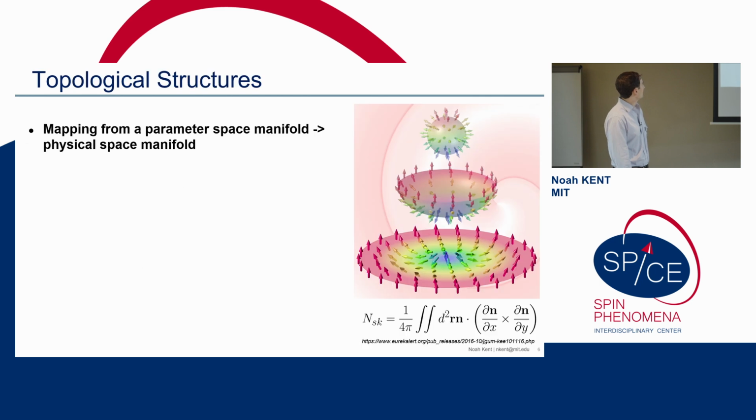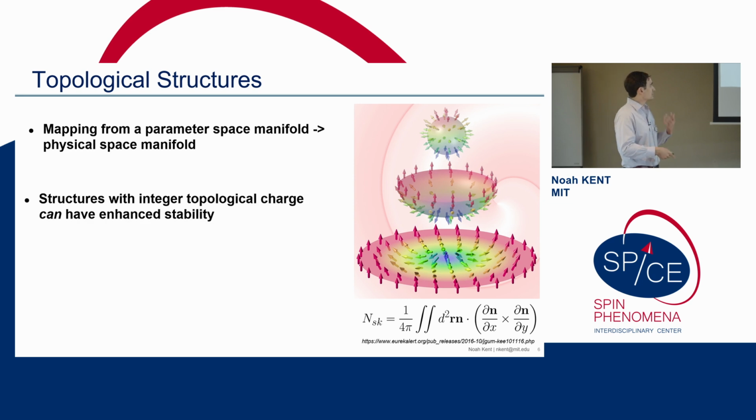Okay, so topological structures: a mapping from a parameter space manifold to a physical space manifold. The dimensions of these two spaces matter in what your topological structures are. Structures with integer topological charge can have enhanced stability, but not necessarily. It depends on a lot of things, it depends on the order parameter.